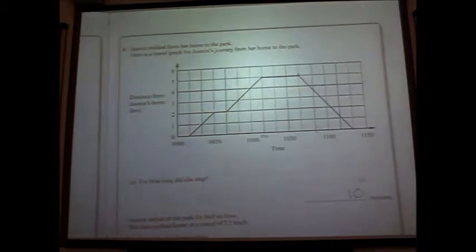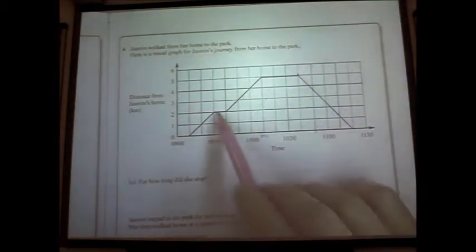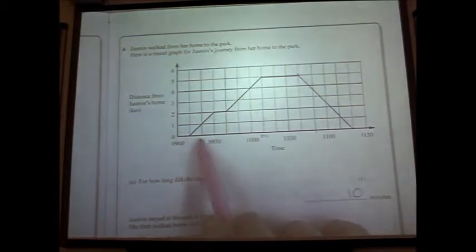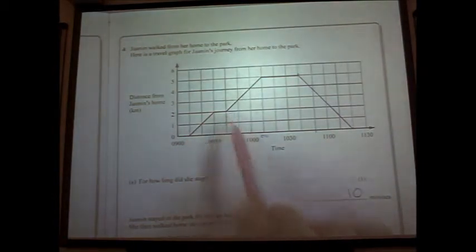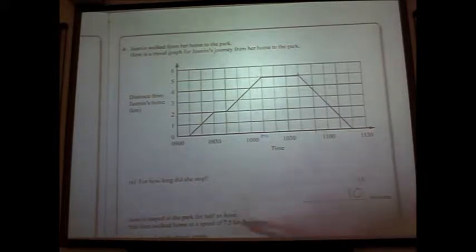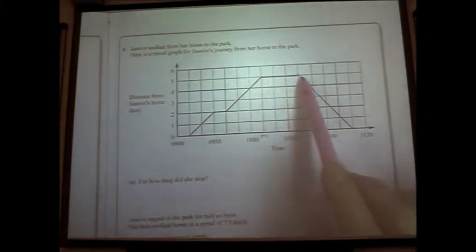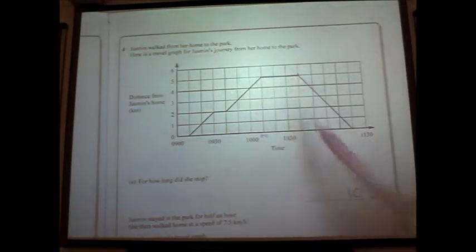Next question. Jasmine walked from her home to the park. Here is a travel graph for her journey. Okay, how long did she stop for? She stops here. So you need to notice it's going up in 10 minutes. So she stopped for 10 minutes there. Jasmine stayed at the park for half an hour. So we've got to complete this. There's my staying at the park for half an hour along there.